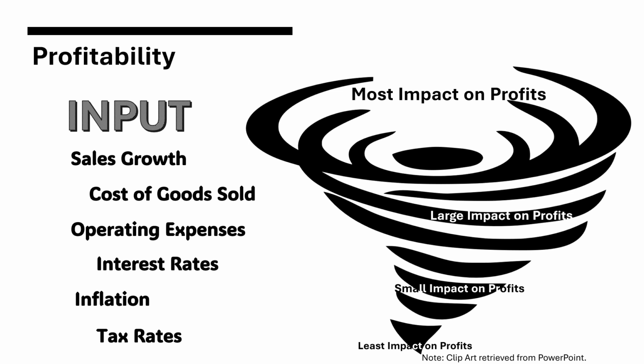In terms of profitability, for example, in a financial model measuring a company's profitability, key inputs typically encompass sales growth, cost of goods sold, operating expenses, interest rates, inflation, and tax rates. By increasing and decreasing each of these inputs and observing the impact on profits, you can determine which inputs are most sensitive, where minor changes instigate major swings in profits.